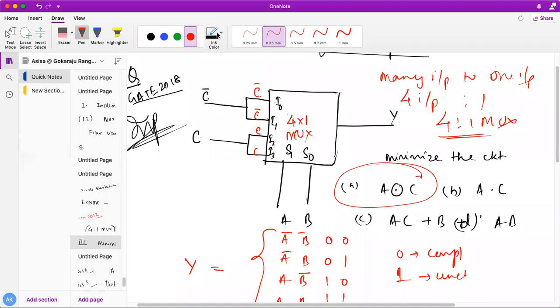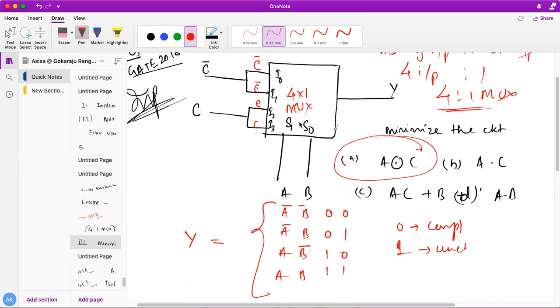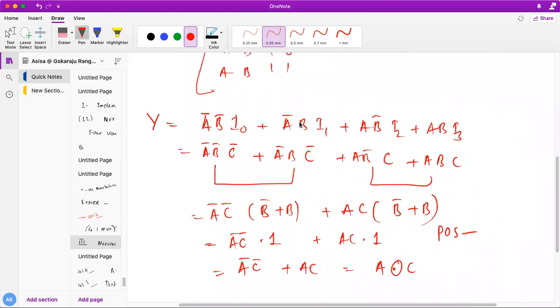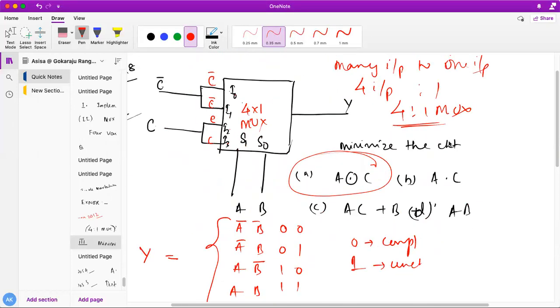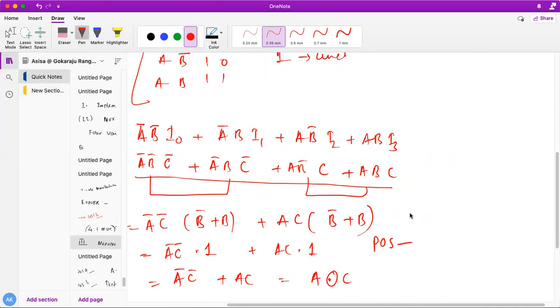Okay, any doubt? If there is no doubt, we'll proceed further. Now, one more thing remains. Here we got the equation: A bar B bar C bar, A bar B C bar, A B bar C, A B C. So does anybody have a doubt? Okay, no doubt. Fine. So my final equation, from the MUX, I have got this equation. I have used a little Boolean algebra. But I know that this is actually a canonical SOP.